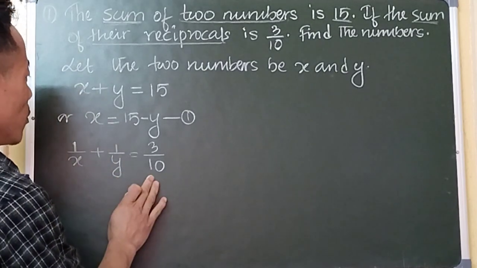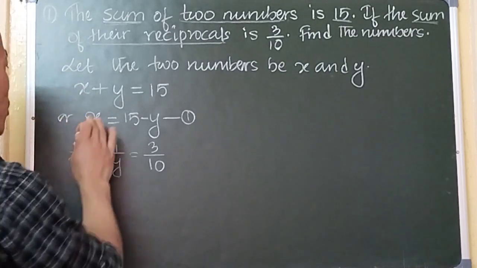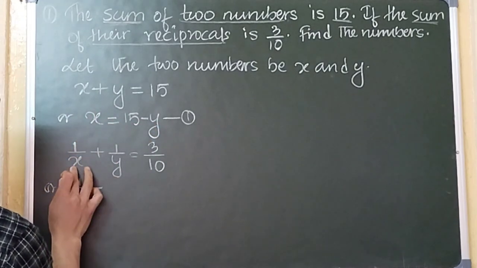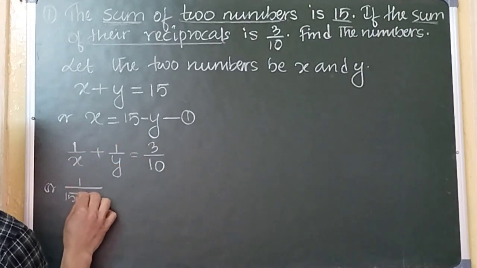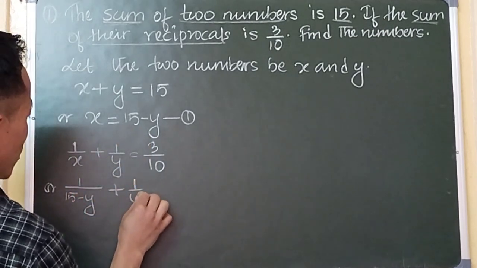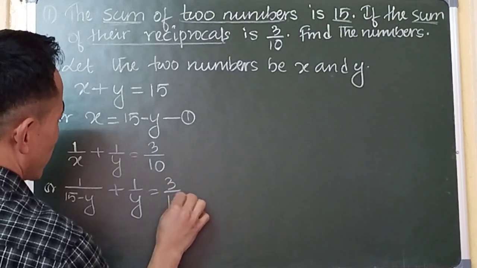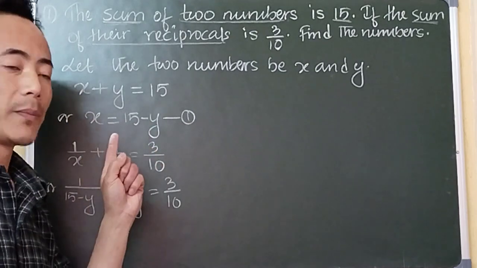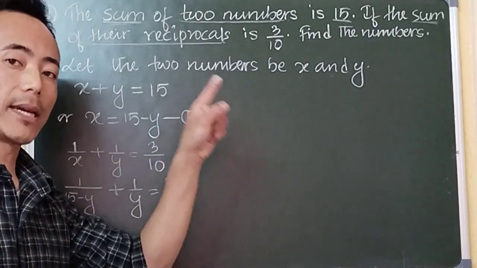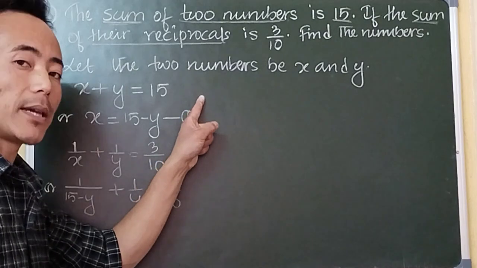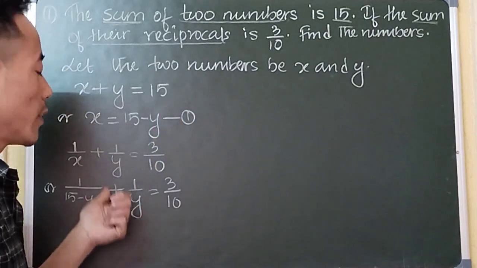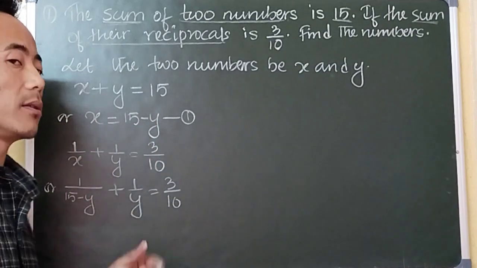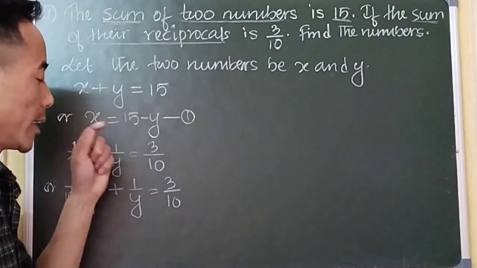Now in this equation, we will put the value of x. So here we will replace x equals 15 minus y. So this becomes, instead of x, we write 1 by (15 minus y) plus 1 by y equals 3 divided by 10. Now it is not compulsory that you have to take x equals 15 minus y. You can also take y equals 15 minus x. If you take y equals 15 minus x, then your quadratic equation will be in terms of x. And if you take x equals 15 minus y, then your quadratic equation will come in terms of y. So it's up to you. You can select any method.